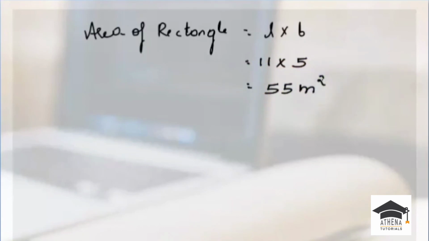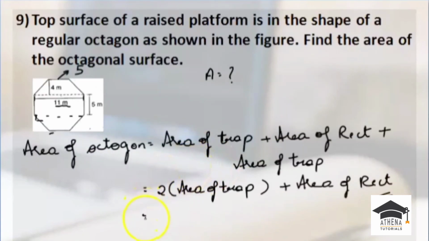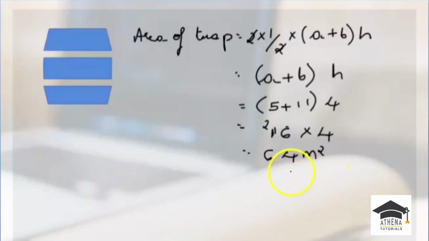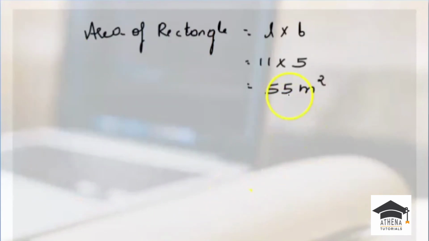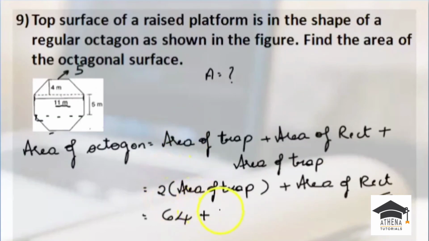Hence the total area will be, I'll substitute the values here. So 2 into area of trapezium is 64 plus area of rectangle is 55 meter square. If we add these two, the total area will be 119 meter square.